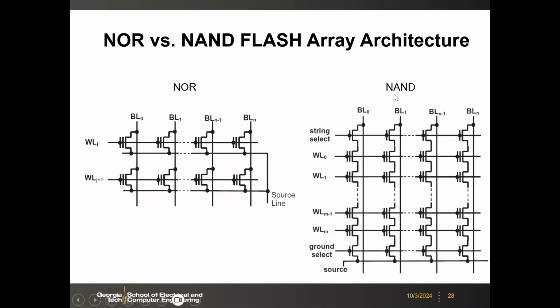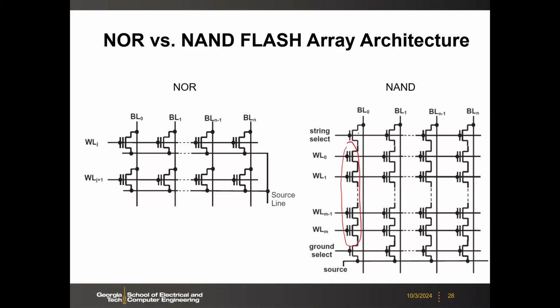The other way to organize this flash memory array is a NAND structure. Here you see that we have the so-called NAND string, because those floating gate transistors will be connected in series. It's like the NAND logic, right? The pull-down network in series is like NAND. So here we call this one NAND string.